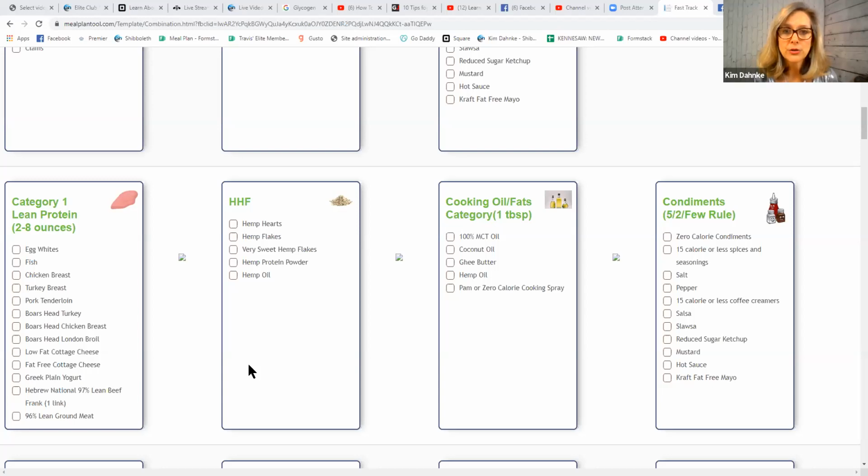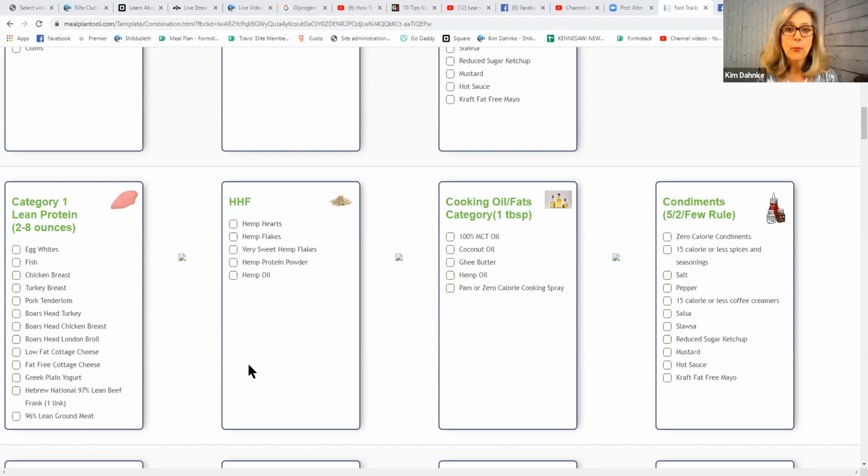But hemp hearts are good, hemp flakes are good, very sweet hemp flakes, and hemp protein powder and hemp oil. So all those are hemp products that you could use. Now, I do want you to know the difference between a couple of these. Hemp hearts are considered a category 6 superfood.